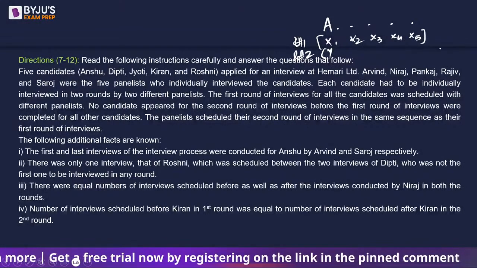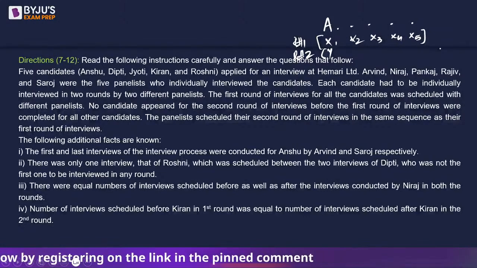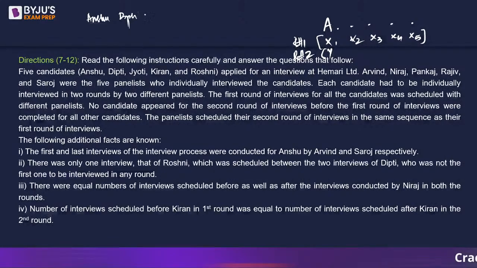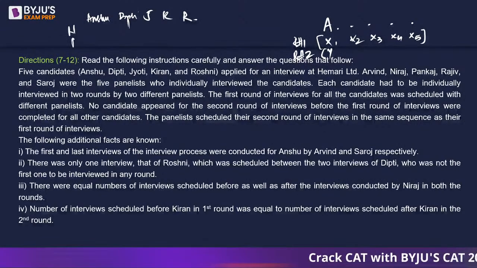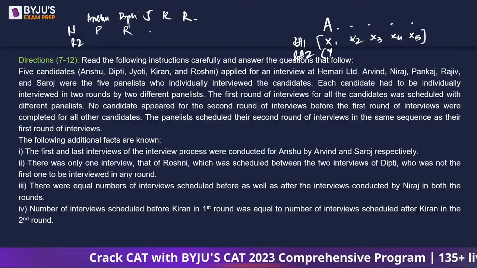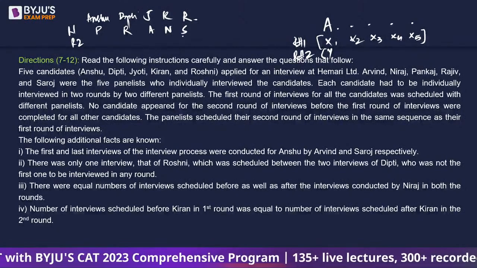So should we sort this or should we arrange this in the order of the candidates or the panelists? Which one is going to be easier? So try to understand it like this: if I write Anshu, Dipti, Jyoti, Kiran and Roshni, and if I look into round number 1 and round number 2, and keep writing down the names of the panelists, suppose either Pankaj comes, either Rajiv, either Arvind, either Neeraj, either Saroj. So we don't know this sequence, right?